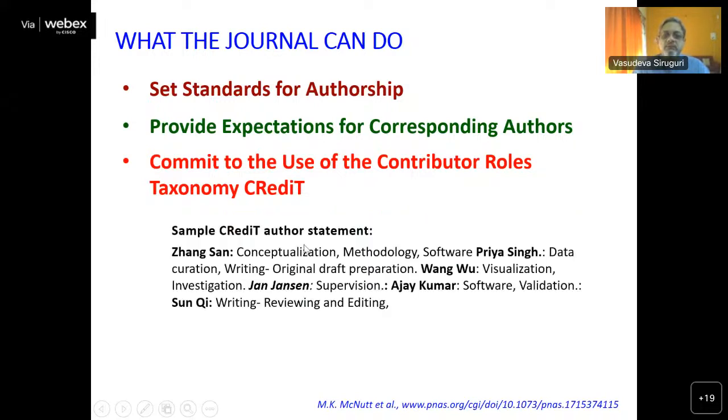So this is a sample CRediT author statement. For example, this is one of the authors. He has done conceptualization, methodology, and software. Another author has taken care of data curation, writing, original draft preparation. Another person does visualization and investigation. Another person is supervision. Another person does software and validation. And another person does writing, reviewing, and editing. So this is what is called a CRediT taxonomy statement. So this is what now many of the journals are insisting that you must put at the end of the manuscript, so that the role and contribution of each author is included in the manuscript.